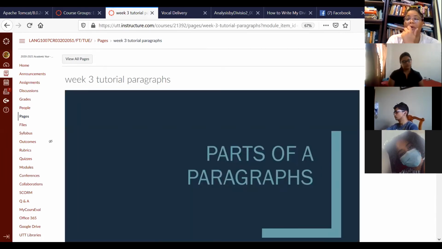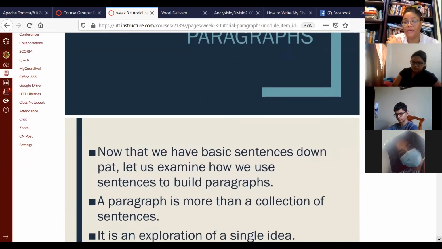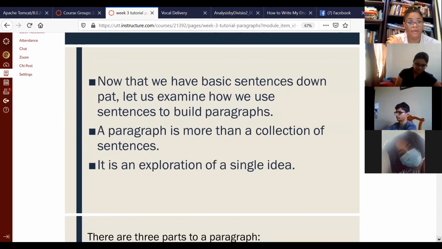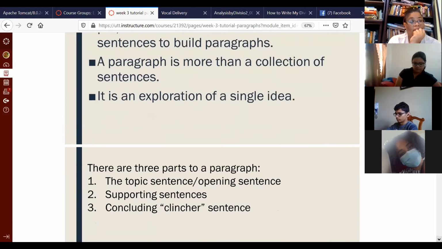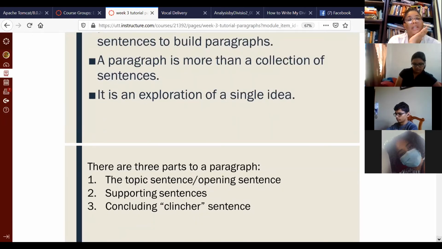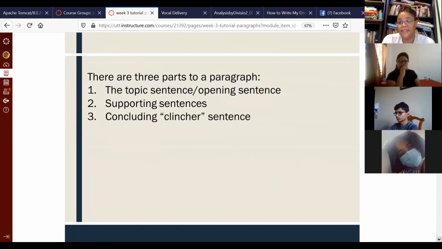And this is also more detailed on parts of a paragraph. And we can't stress enough, a paragraph is the exploration of a single idea. You don't want to cram different ideas in your paragraph. And as in the video, you have a topic sentence, supporting sentences, and a concluding or clincher sentence.